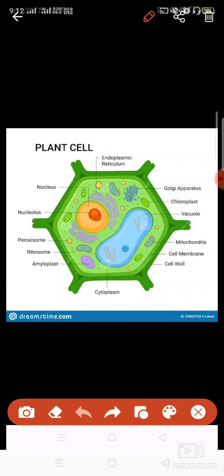Eukaryotic cell, plant cell we have discussed, animal cell we have discussed, functions of different cell organelles. Now tomorrow I'll teach you few things which are different in plant and animal cell. That is basically the difference between plant and animal cell. I'll discuss with you tomorrow. Thank you, class.